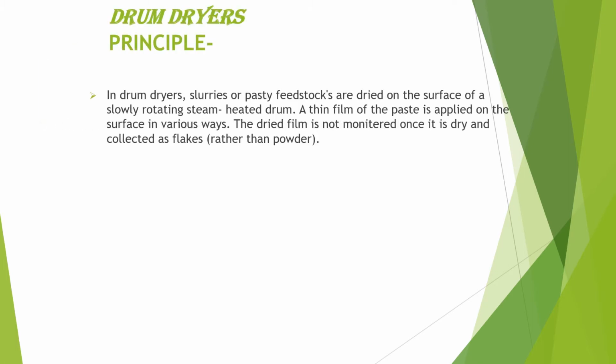Drum dryers, first principle. Here in drum dryers, slurries or pasty feed stocks are dried on the surface of a slowly rotating steam heated drum. A thin film of the paste is applied on the surface in various ways. The dried film is scraped off once it is dry and collected as flakes.